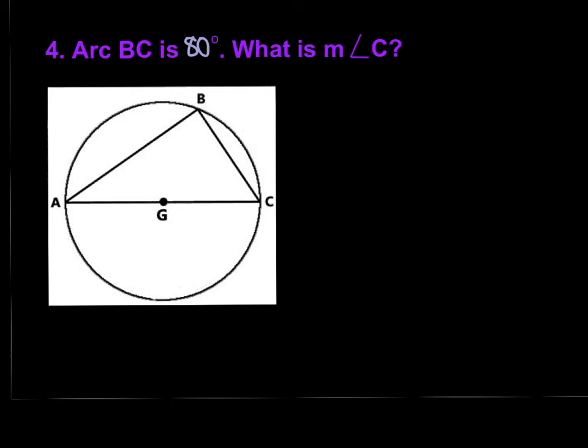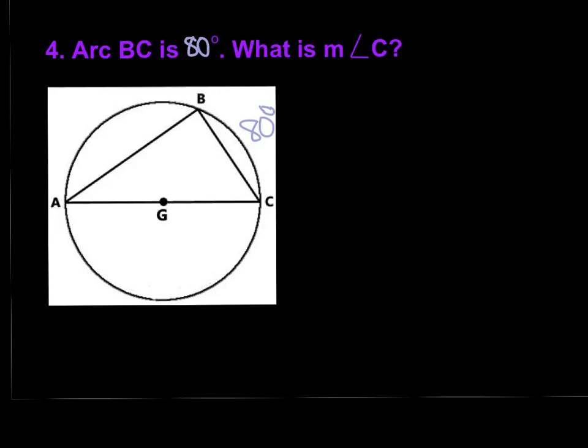Okay, so our last example is asking us to find the measurement of angle C, and they tell us that arc BC is 80 degrees. So let's go ahead and mark 80 degrees on our picture. Here is BC, arc BC. So right here we're going to write 80 degrees. We know that this measurement is 80 degrees.